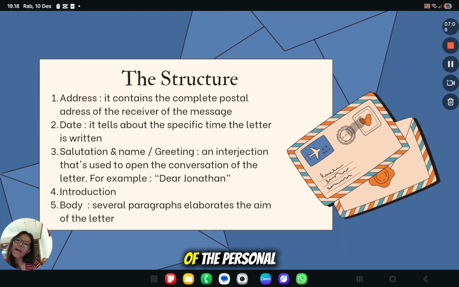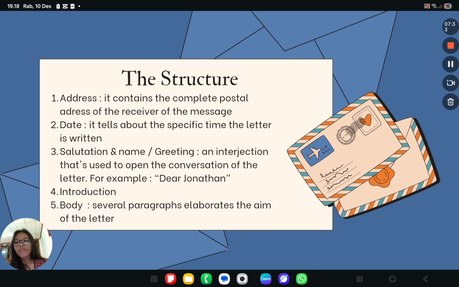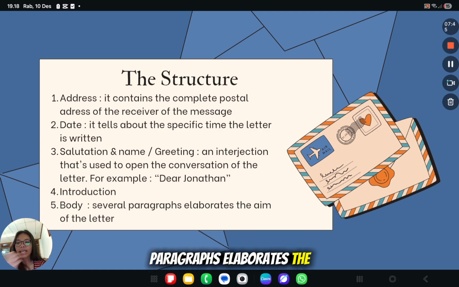And the structure of the personal letter. First, address. It contains the complete postal address of the receiver of the message. Second, date. It tells about the specific time the letter is written. Third, salutation or greeting, an interjection that is used to open the conversation of the letter, for example, Dear Jonathan. Fourth, introduction. Fifth, body. Several paragraphs elaborate the aim of the letter.